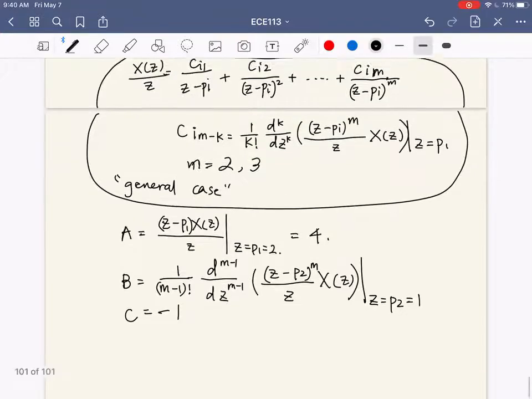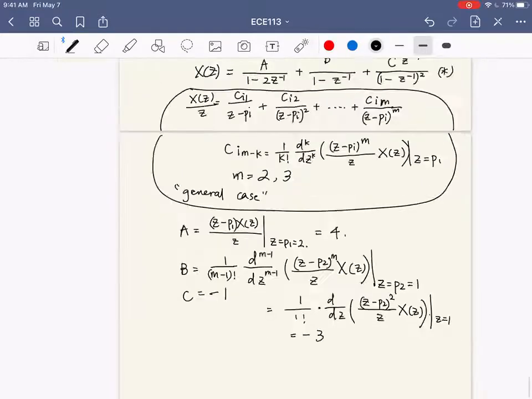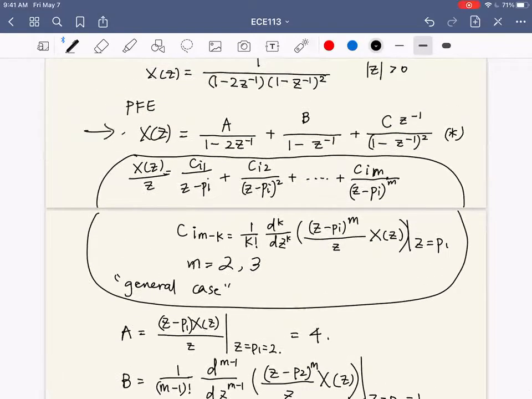P2 is 1. Okay. And the m is 2 here. So this is basically 1. And this is also the first time differentiator. All right. And you substitute the X of z inside, and you make that z equal to 1. We'll get the result.